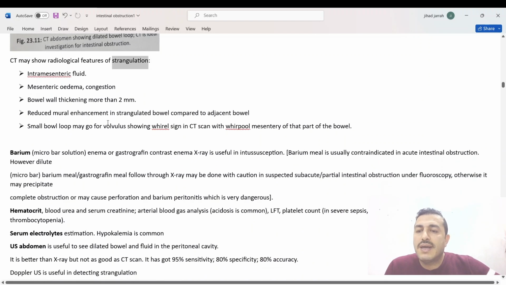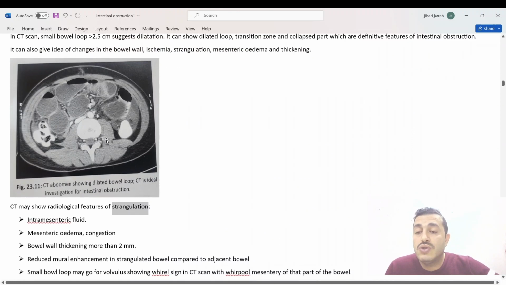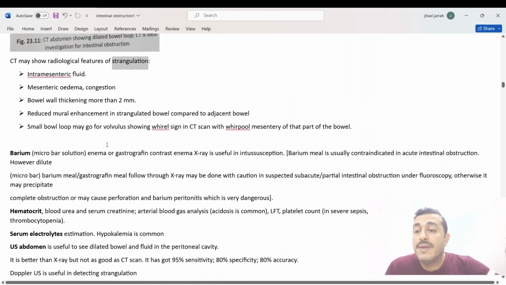Okay, we can also pick up the volvulus and its classic sign, the whirlpool sign. Actually, to see these, the picture should be dynamic. We should scroll it up and down.